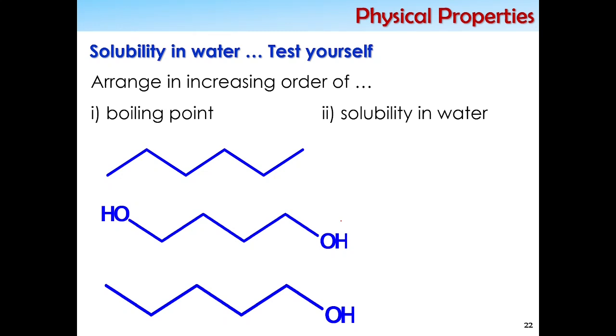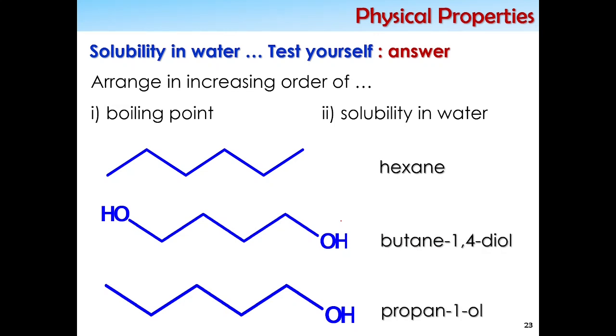Okay, so you can try to answer this question. Test yourself. Arrange in order of increasing boiling point and solubility in water. And the answer for this one: hexane, butane-1,4-diol, and propan-1-ol, or 1-propanol.